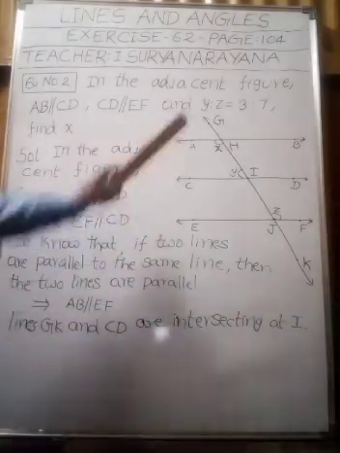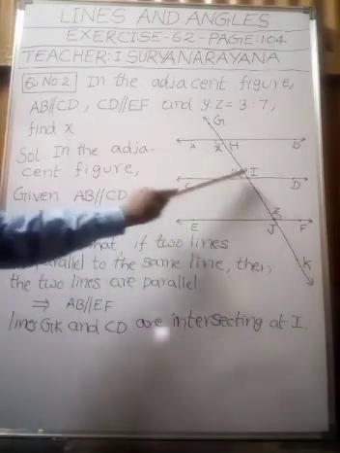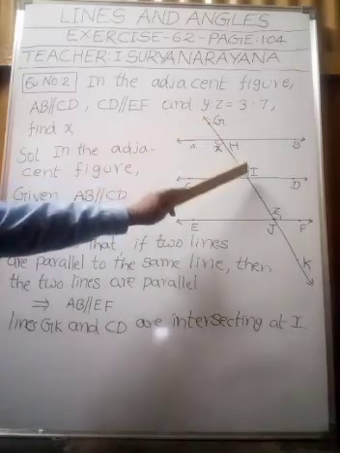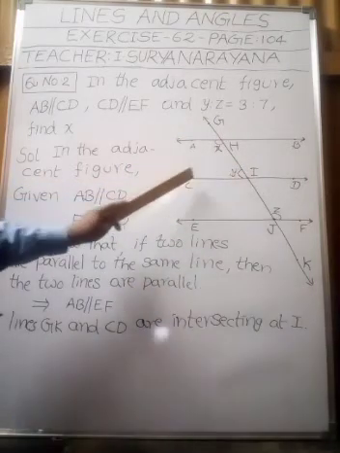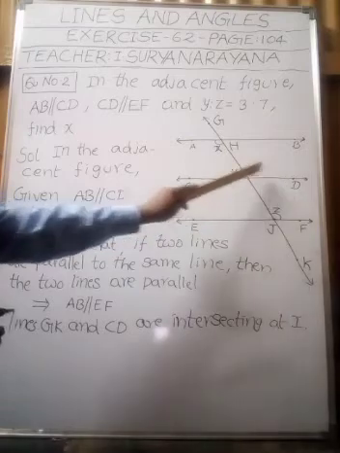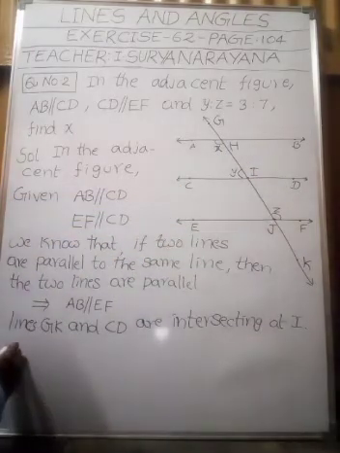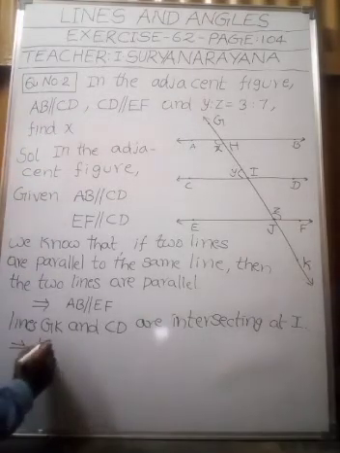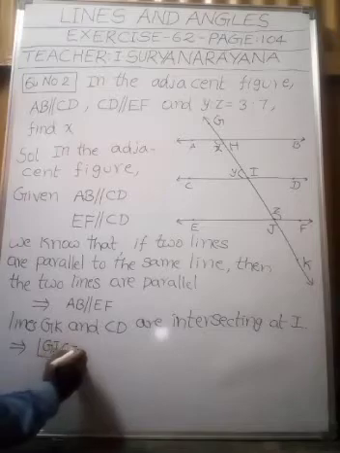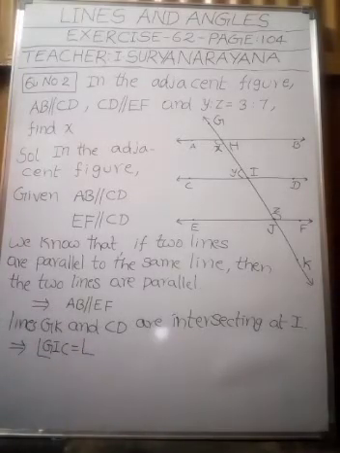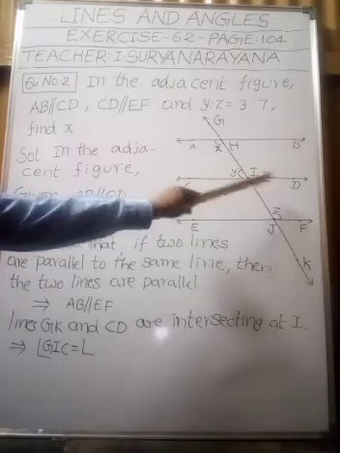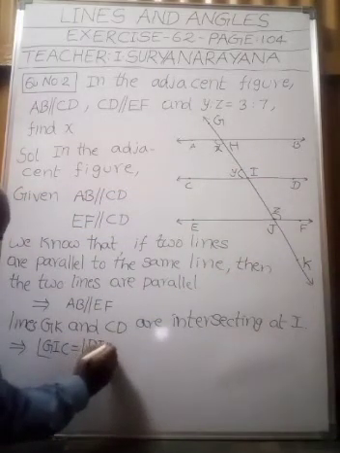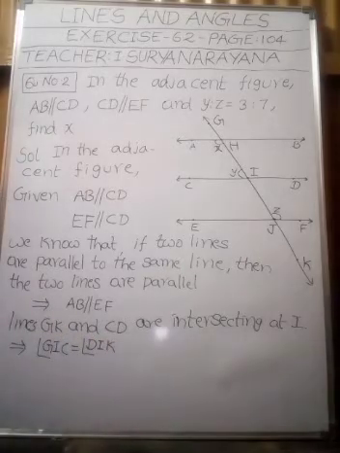Now two lines, GK line and CD line, are intersecting at I. Then what can you say about angle GIC and angle DIK? This implies angle GIC is equal to angle DIK. Vertically opposite angles.